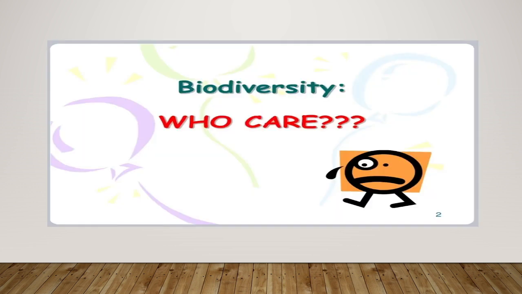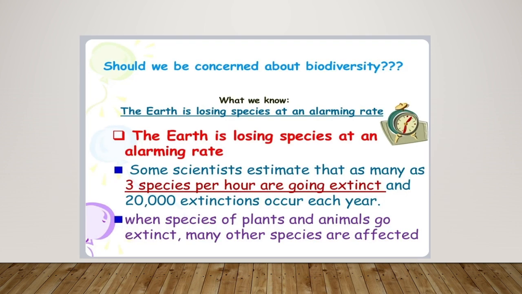Now, students, whenever the topic is related to biodiversity, the attitude of everyone changes to who cares. Now, it is we who have to take care of our biodiversity. Should we be concerned about biodiversity? What do we know about it? The Earth is losing species at an alarming rate, so we have to take care of it.